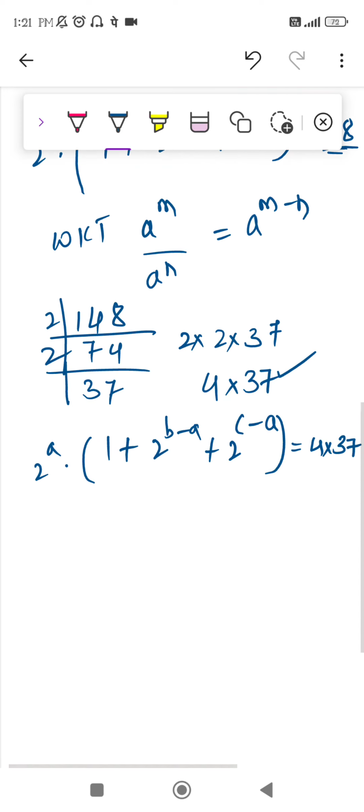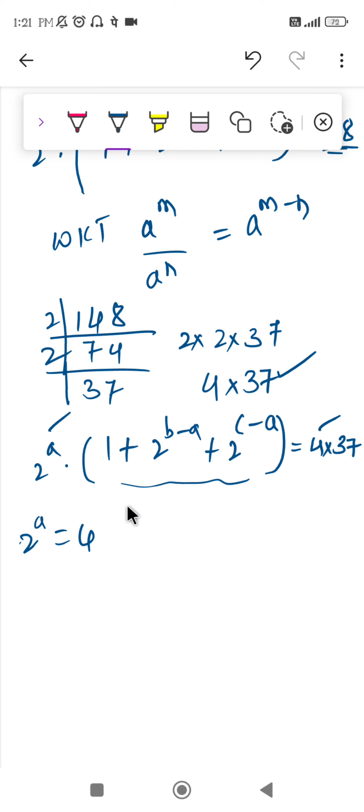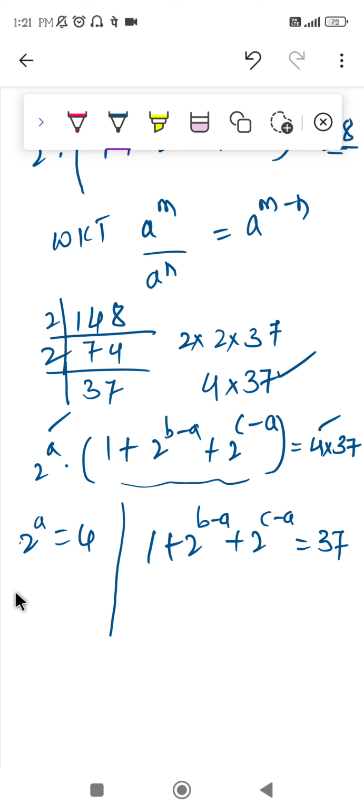And now we can separate these two variables, right? So these two terms I am separating. 2 to the power of a is equal to 4, and this second term, 1 plus 2 to the power of b minus a plus 2 to the power of c minus a, is equal to 37. So therefore we can write 4 as 2 square, here the bases are the same, then we can write the value of a is equal to 2, the value of a is equal to 2.